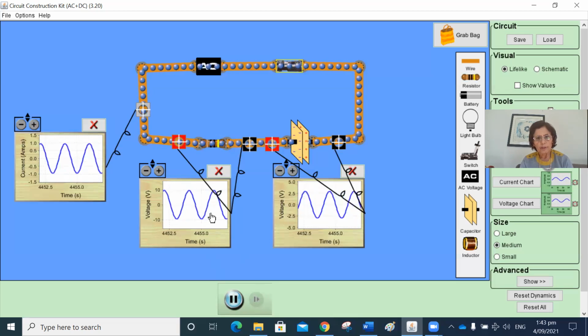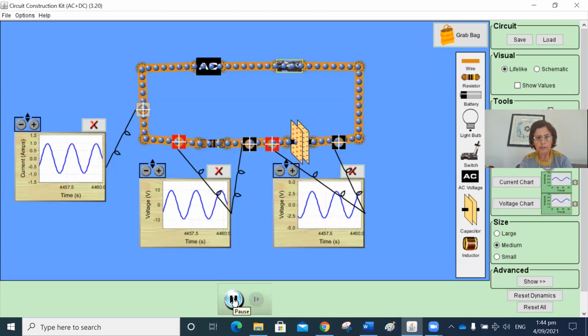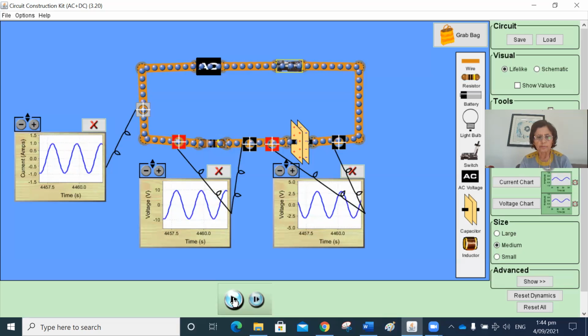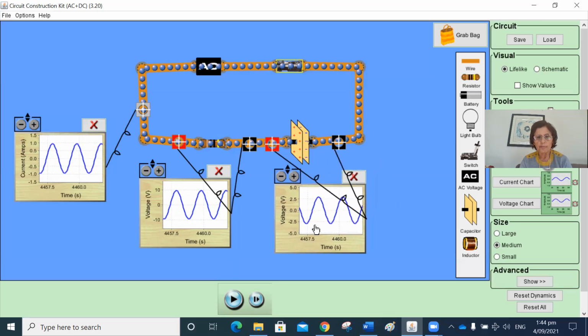Now we will compare the voltage across the resistor and the voltage across the capacitor. So let's just stop it. As you can see from here, voltage across the resistor has reached its maximum, whereas over here, it is a little bit less. Voltage across the capacitor hasn't reached its maximum value. It will reach its maximum value after a quarter of a period, or we can say that voltage across the capacitor is a quarter of a cycle behind the voltage across the resistor.